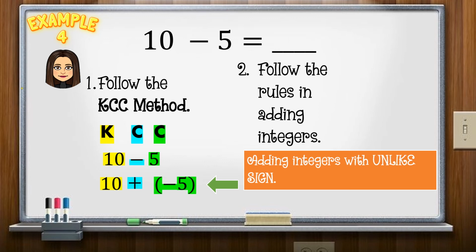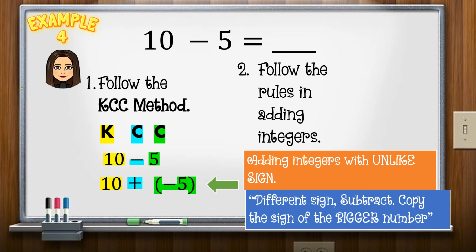If that's so, we just simply subtract the two integers and we will copy the sign of the bigger number. So 10 minus 5 will give us 5. Now, what is the sign of the larger number between 10 and 5? We have here positive. So therefore, positive 10 minus positive 5 is equal to positive 5.